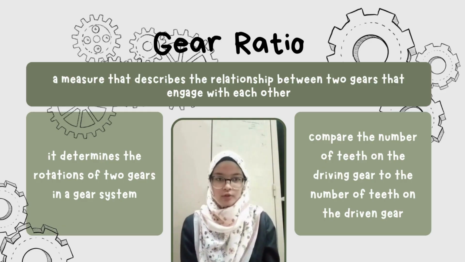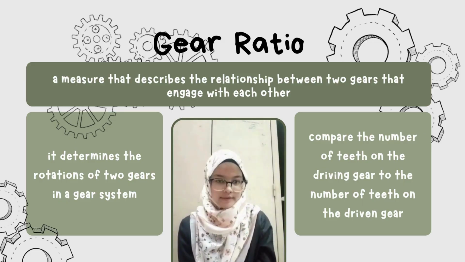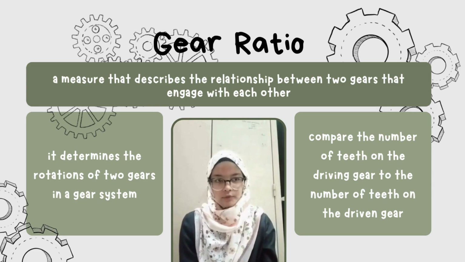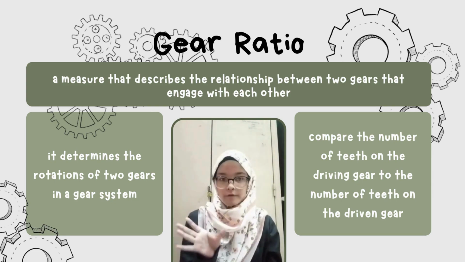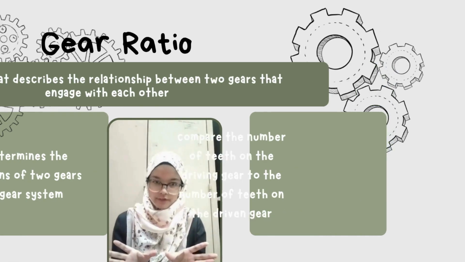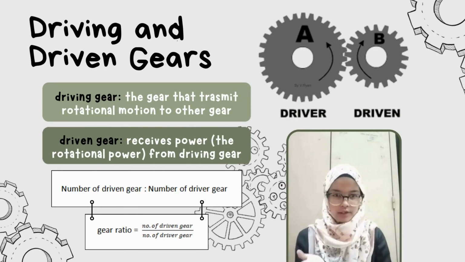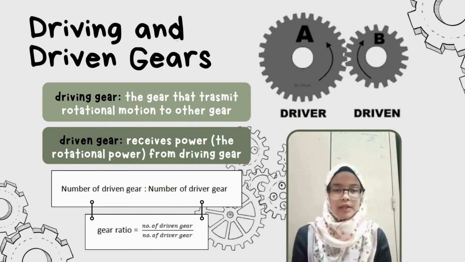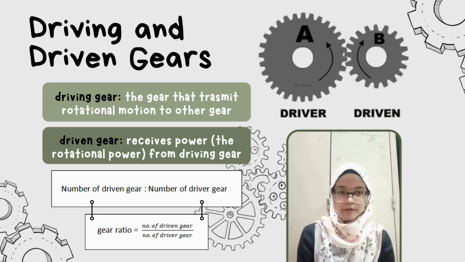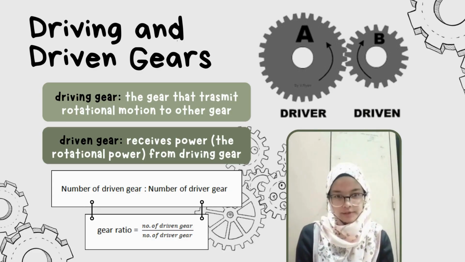It determines the rotation of two gears in a gear system. To know the gear ratio, we need to compare the number of teeth on the driving gear to the number of teeth on the driven gear. So, what are driving gears and driven gears?